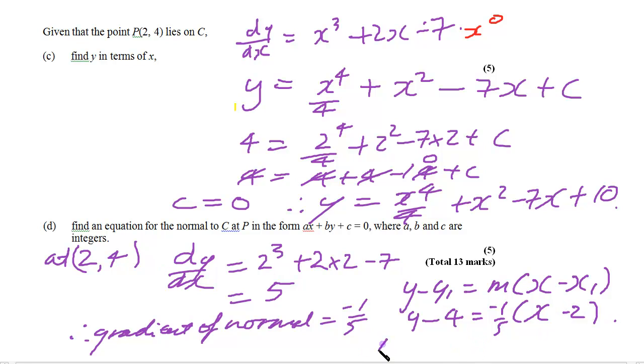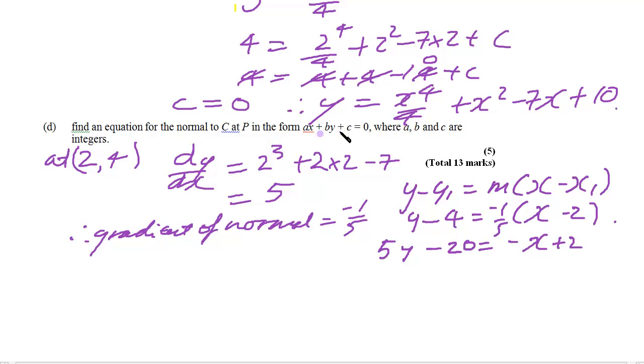And if we simplify all of that, we will get 5y, times by 5, minus 20 equals minus x plus 2. And we want to get it in ax plus by plus c equals 0, so let's get everything to the left side. So we're going to get x added onto this side, plus 5y minus 22 equals 0.